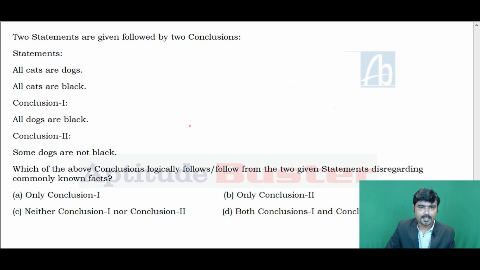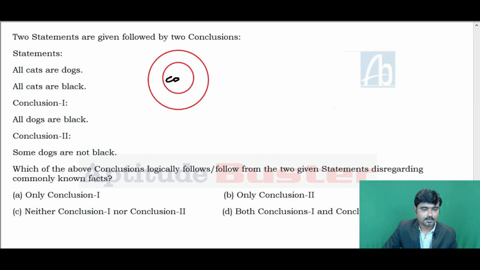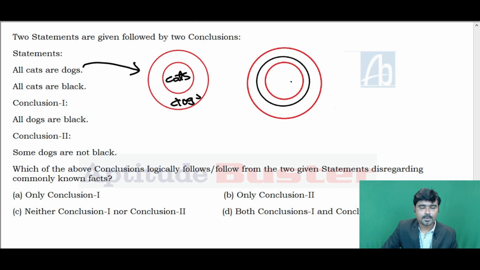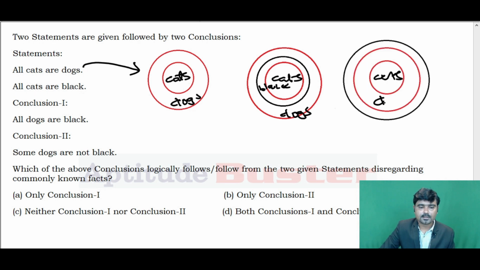I'll draw the diagrams. From this you can understand. First one, all cats are dogs. In this one, this is cats. This one is dogs, right? All cats are dogs for the first diagram. Okay, next one, all cats are black. The one possible diagram is this one is cats, this one is black, this one is dogs. This is a possible diagram 1. Next possible diagram is cats, dogs and black.